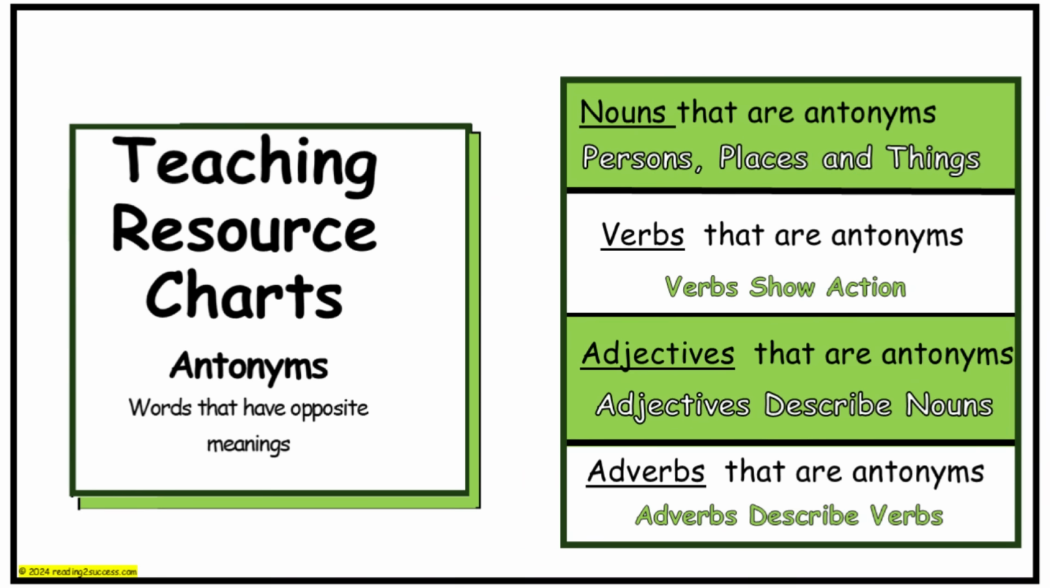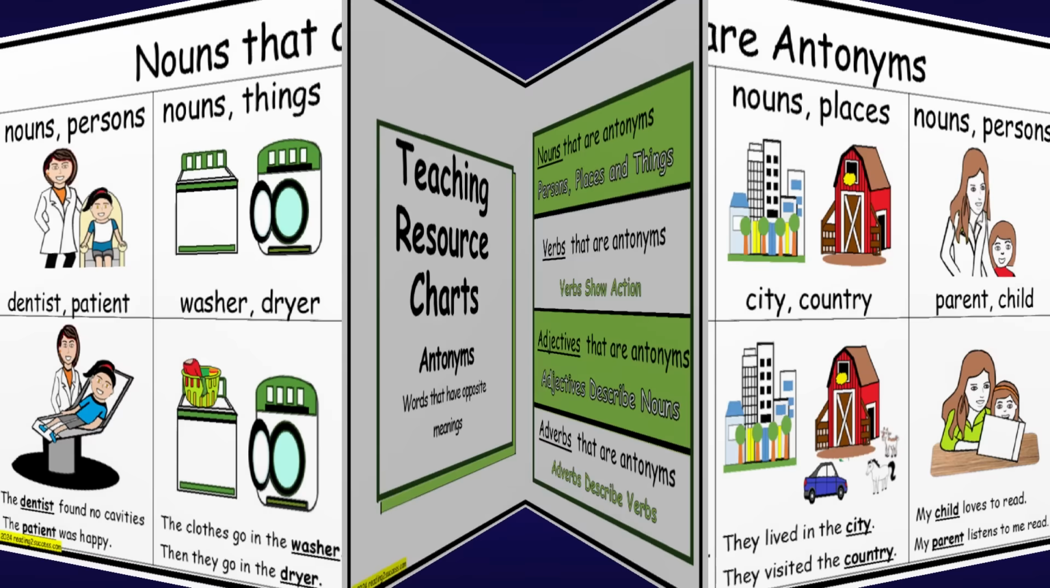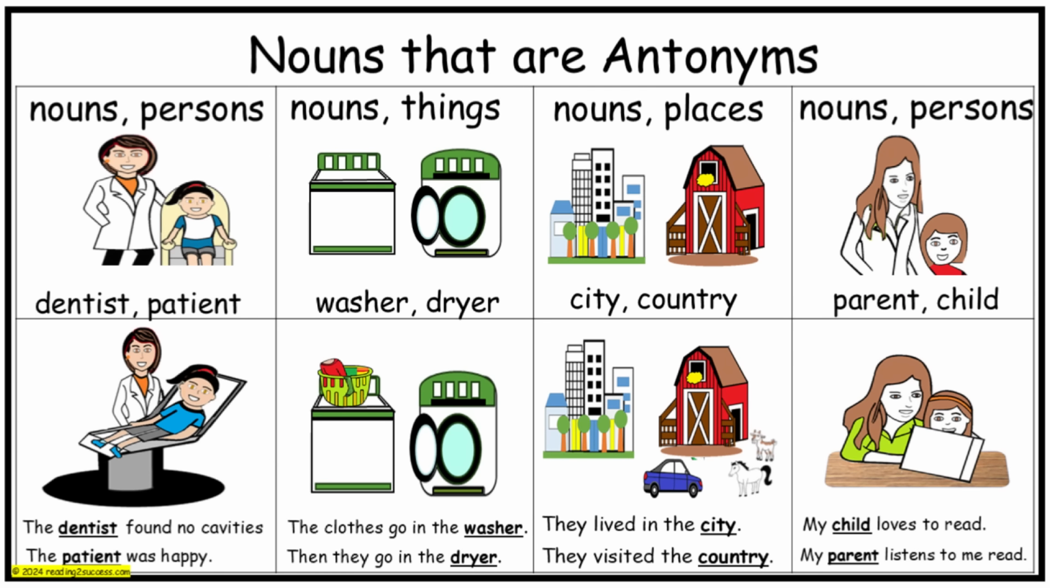Once again, it is important to review with kids what nouns, verbs, adjectives, and adverbs are and how they are used. This is a first teaching resource chart in this section. Nouns that are antonyms. Antonyms are two words that have opposite meanings. In the first example, the nouns name persons, dentist and patient, that are opposites, as in the sentences, the dentist found no cavities and the patient was happy.